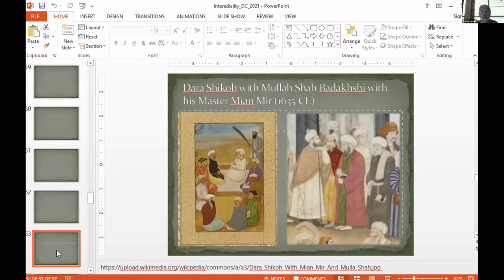I have more material to show: Dara Shikoh with Mullah Shah Badakhshi, and with his master Mian Mir in the picture to the left, which is again from 1635. So these two are almost contemporary. And in the enlarged portion, where the arrow and staff is, this is Bhaktiyar Kaki. The person with a long coat is Moinuddin Chisti, and the one in the center is Badakhshi.